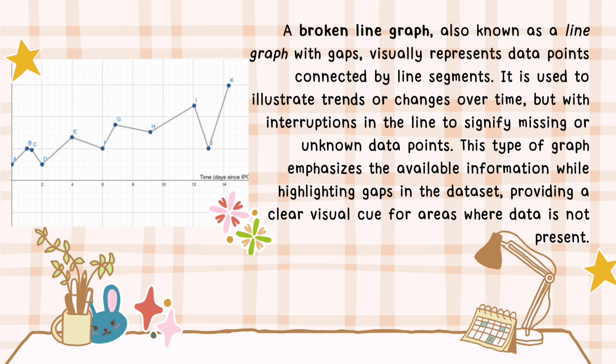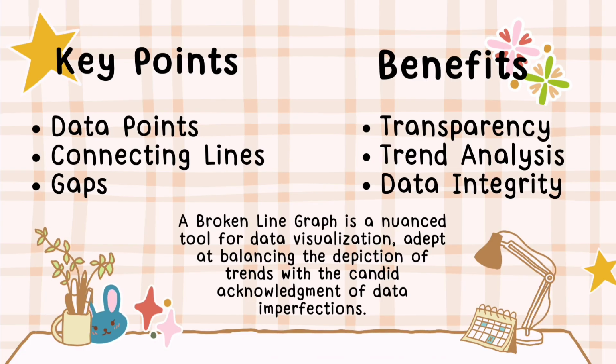Unlike a standard line graph where a continuous line connects all data points in the sequence, a broken line graph introduces breaks or gaps in the line to indicate the absence of data for certain periods or categories. This method allows the graph to accurately reflect discontinuities in the dataset, providing a visual representation that is both honest and informative. The broken line graph also has its key features.